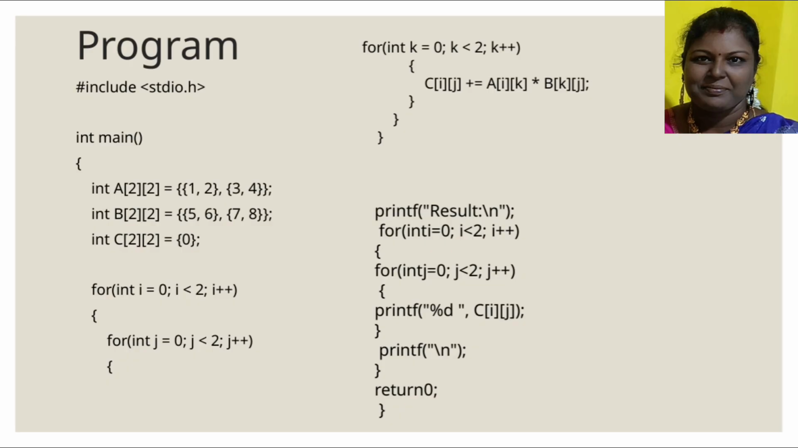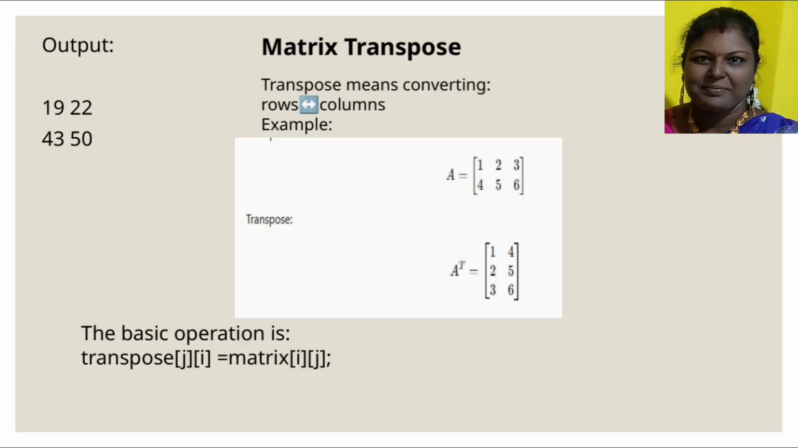To transpose a matrix, we flip its rows and columns. That means the element in row i, column j, moves to row j, column i. It's a simple swap, turning rows into columns and columns into rows. Here, you can see the example and the resulting output after the transpose operation.